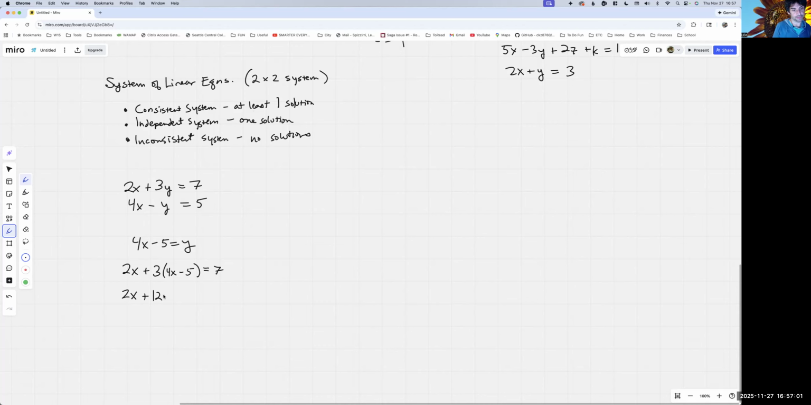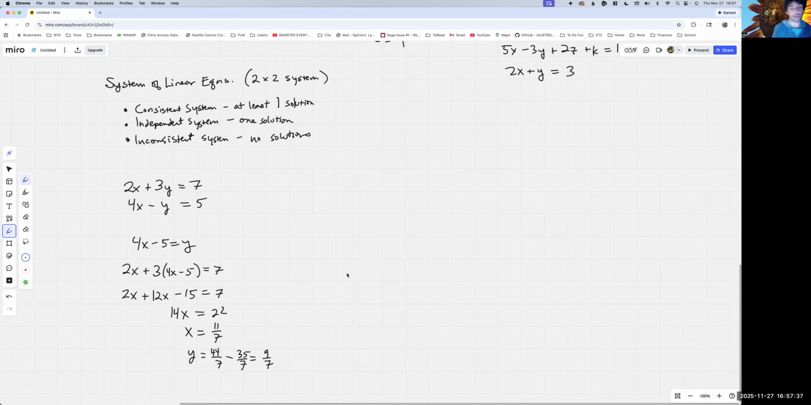So 2x plus 12x minus 15 equals 7. We get 14x equals 22. So x equals 22 over 14, or 11 over 7. And that would make y equal to 4 times x, so 44 over 7 minus 5. Let's make that 35 over 7 so that we can subtract here, and so we get 9 over 7. So it has a single solution. This is the substitution method.